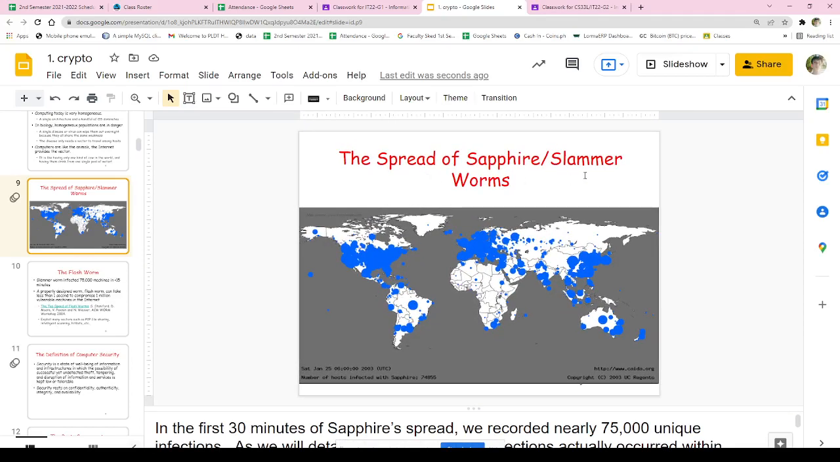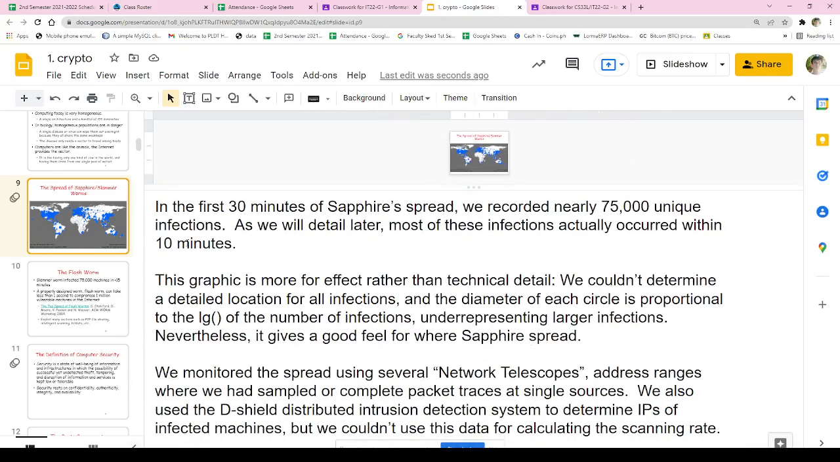Sapphire, and for this Slammer worm, 2003, that was a long time ago. So in the first 30 minutes, the Sapphire spread. We recorded nearly 75,000 unique infections. As we will detail later, most of these infections actually occurred within 10 minutes.